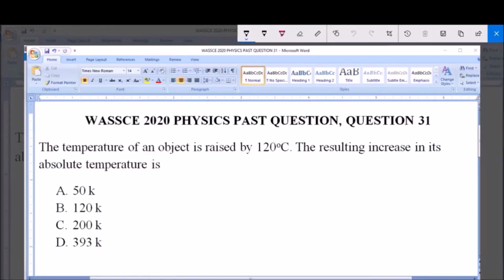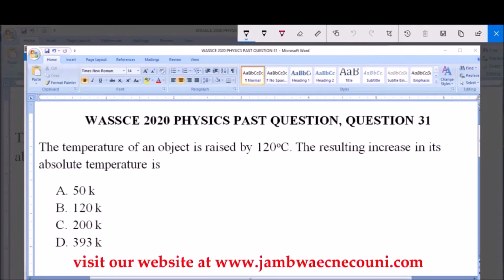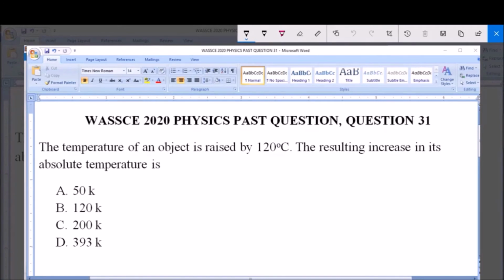Hello, good day and welcome. I will be answering WAEC 2020 physics past question, question 31. The temperature of an object is raised by 120 degrees Celsius. The resulting increase in its absolute temperature is A. 50 Kelvin, B. 120 Kelvin, C. 200 Kelvin, and D. 393 Kelvin.